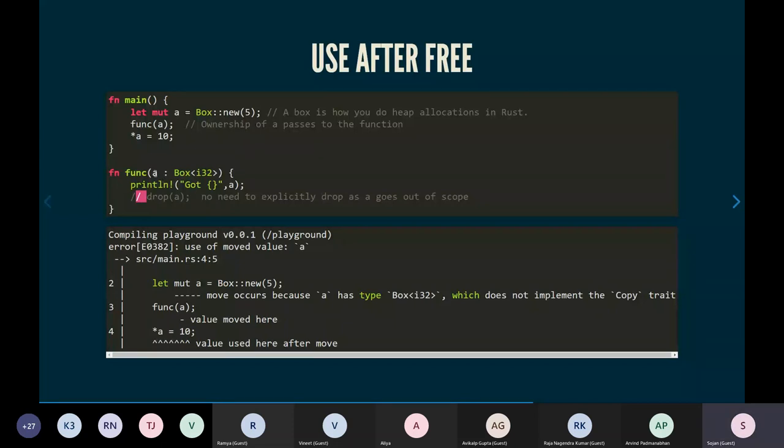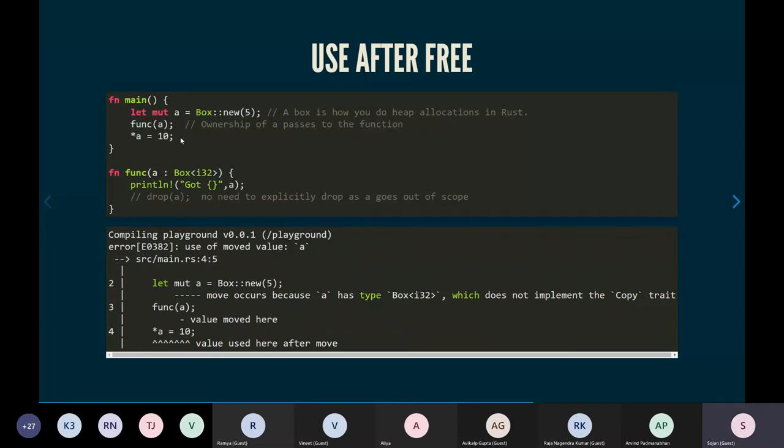What happened here is that the ownership of A is passed into the function, and this is no longer possible. You see here, moved occurred, value is moved. So you cannot use the moved value. In C++, the move operator was introduced not so long back, but this is similar. This is built into the language. You don't need any funky constructs to implement the move. The language is by default move. Everything moves around. So this variable A is moved into the function, and you can no longer access it in the scope of the main function.